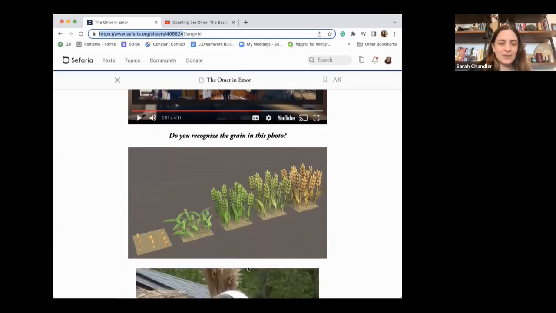All right, here we go. Do you recognize the grain in this photo? So when you see this photo, again, write in the chat, what do you think you see in this photo? My guess is there might be some farmers here, some gardeners here, but not all of us are farmers. Okay, so we default. So the first guess is wheat. Someone else is guessing barley.